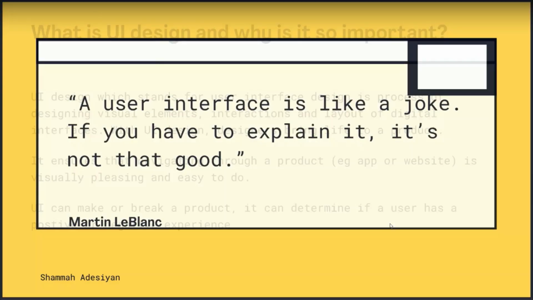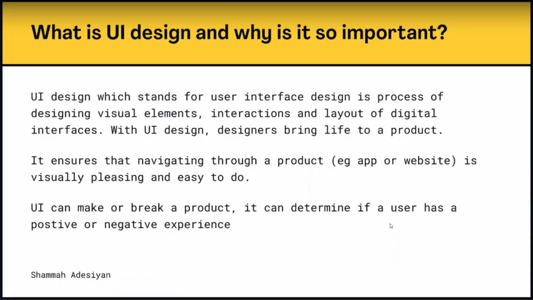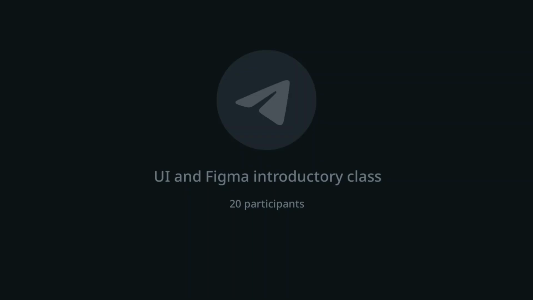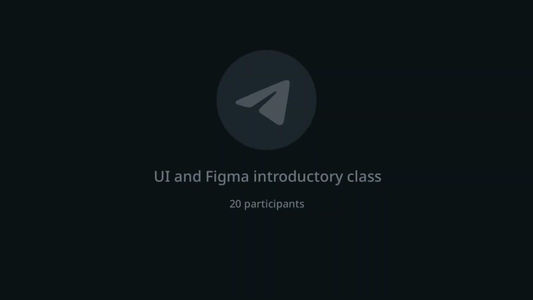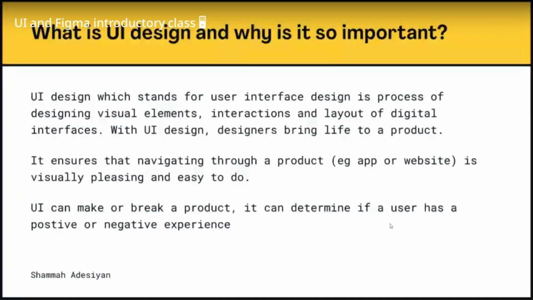So next one. What is UI design and why is it so important? We cannot start anything without going through the basics. UI design, which stands for user interface design, is a process of designing visual elements, interactions, and layout of digital interfaces. With UI design, designers bring life to a product.